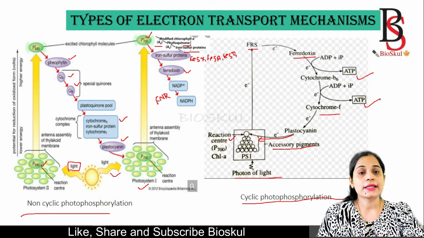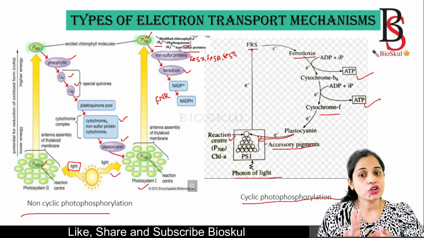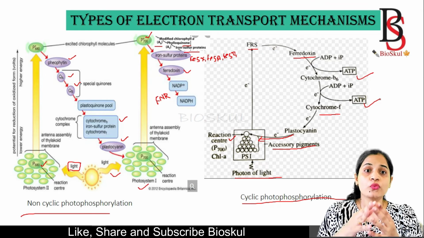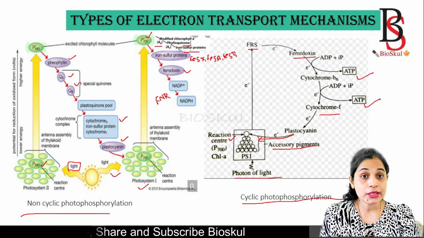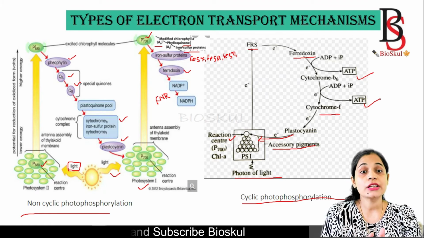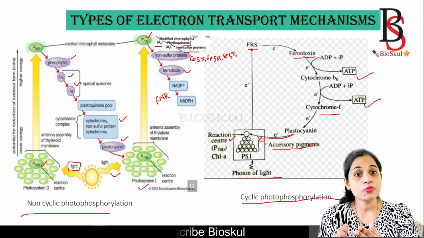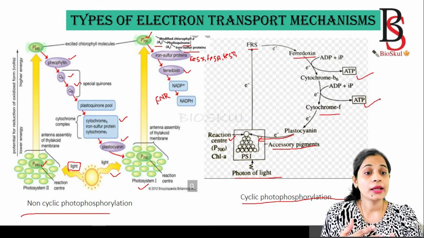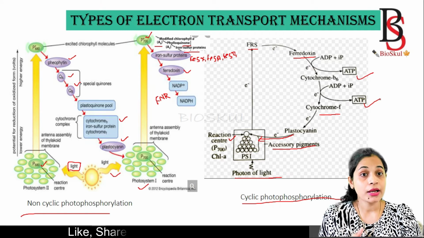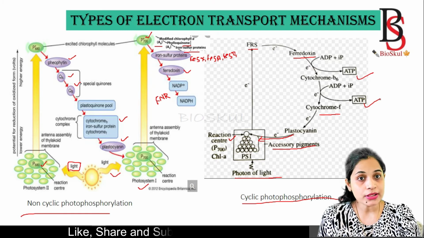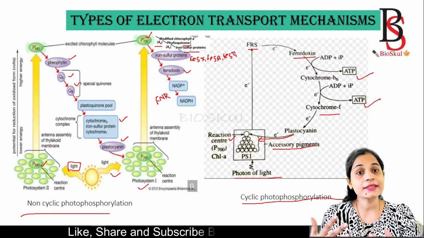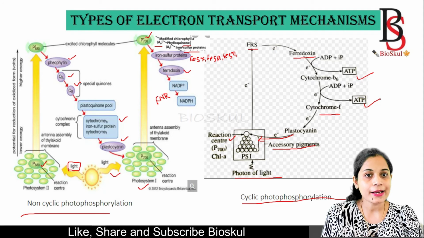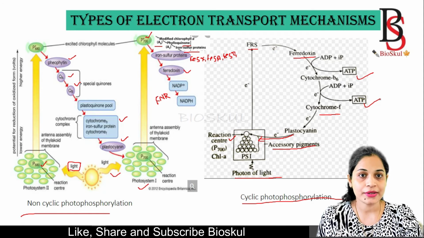The important point is that mostly the light reaction takes place by the non-cyclic way of photophosphorylation. So why is cyclic photophosphorylation required? It is required when photosystem 2 is blocked by some means, or if the Calvin cycle requires more ATP molecules, okay, or maybe there is more accumulation of NADPH. That's why the cyclic way of photophosphorylation is required.